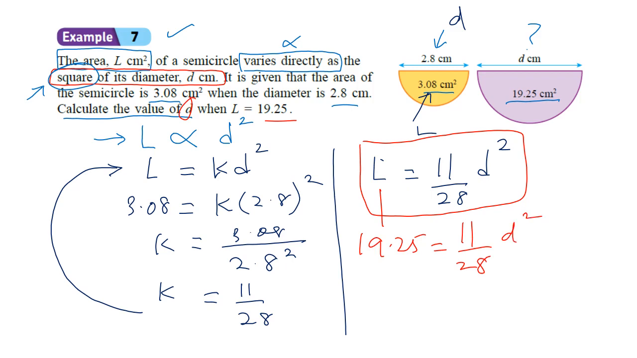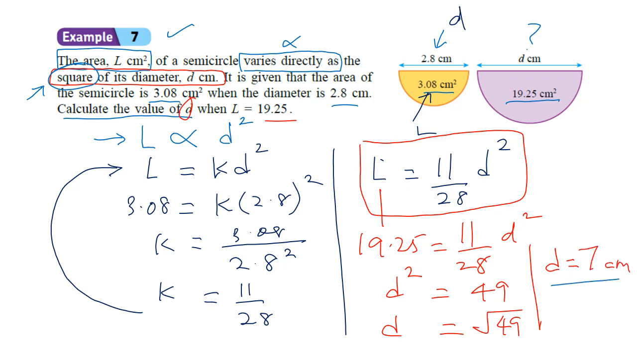So your D square is, you get 49. Use your calculator. And your D is, you square root your 49. So what do you get? Your D is 7 cm. So this is the answer. Okay.